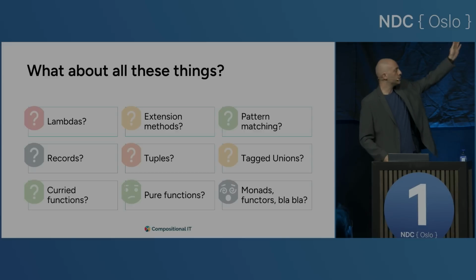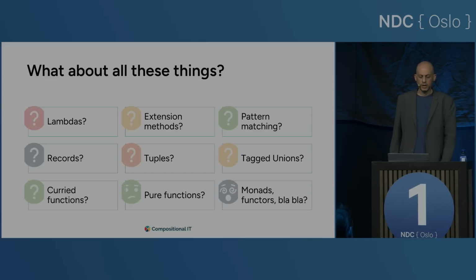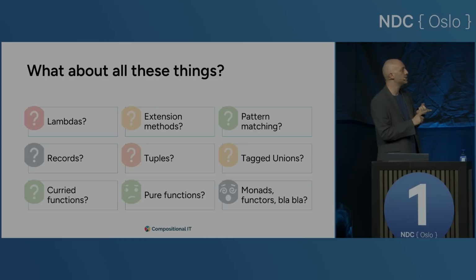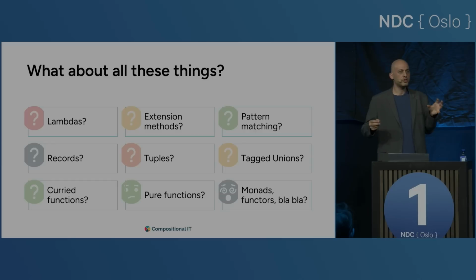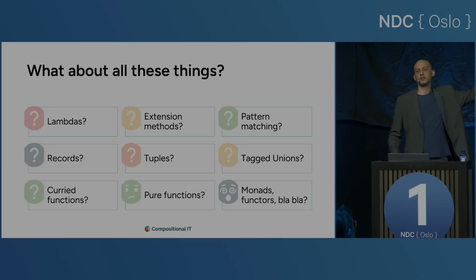So I want to come back now to all these other things we spoke about. I've not touched on things like lambdas or records or tuples, and yet everyone is saying that C# is functional now because it has these things. How do those two things resolve?